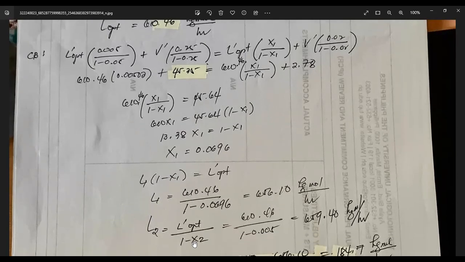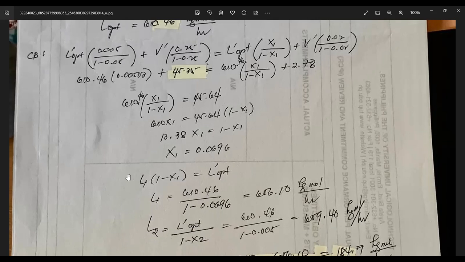Your L2 is your L prime optimum. Your L2 times 1 minus X2 will also be your L prime optimum. Your L prime optimum, whether it's in location 1 or 2 of your tower, will be the same. Why? Because this doesn't change. This is the inert part of your solvent. This is the pure water. So when we talk of the solvent that enters the column, if you multiply it with 1 minus X2, which refers to the water that it contains, that should also be equal to the L prime optimum. So then your L2 will be 659.40.